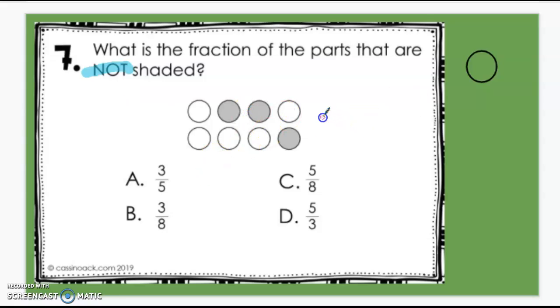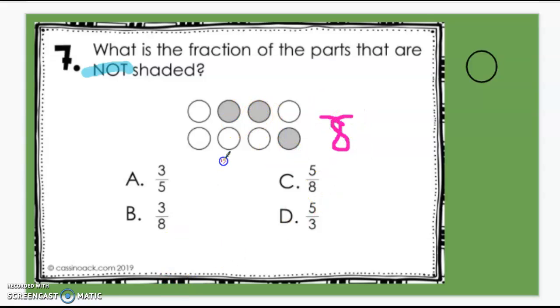Well, first, what do we need to figure out first? This is what I've been doing. I have to figure out something first. What do I need to figure out first? My numerator or my denominator? We're going to figure out our denominator first, and our denominator is 1, 2, 3, 4, 5, 6, 7, 8. You have 8 parts in your whole, and they're all the same size, so that's going to be our denominator.